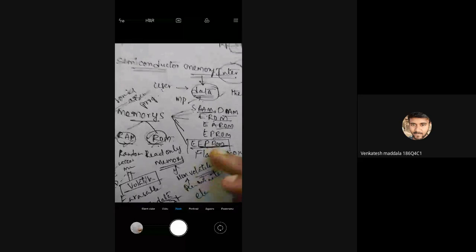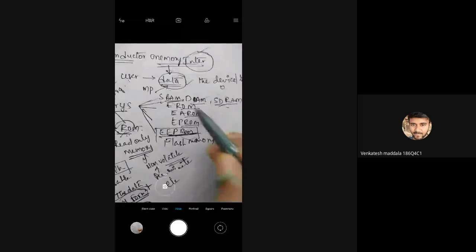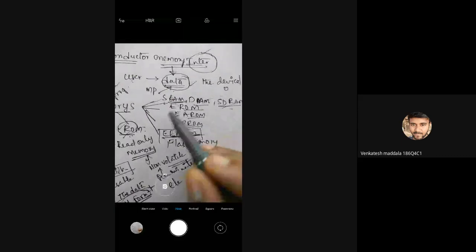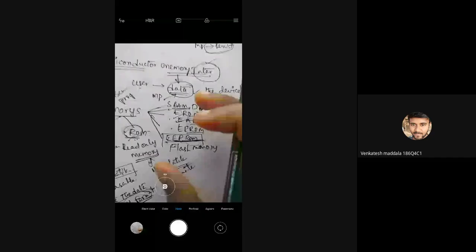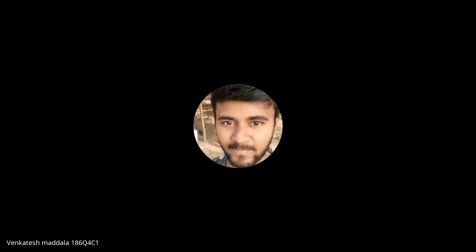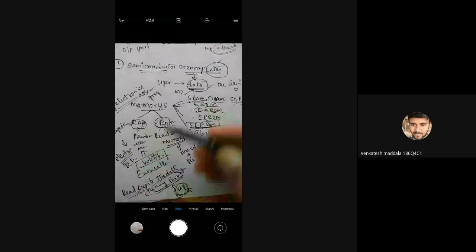You have categories of RAM: SRAM, DRAM, SDRAM, static RAM, dynamic RAM, and the combination of static and dynamic RAM. Next, EROM, electrically alterable read-only memory, electrically programmable read-only memory, electrically erasable programmable read-only memory. So these are all different types, categorized under the two basic types, RAM and ROM, and you have all the properties of RAM and ROM memories.